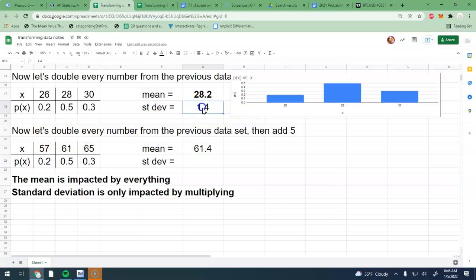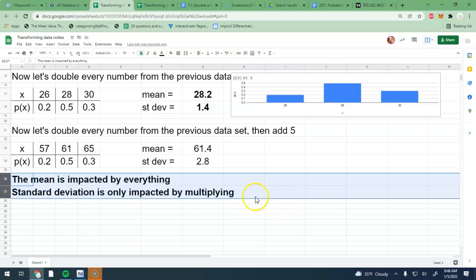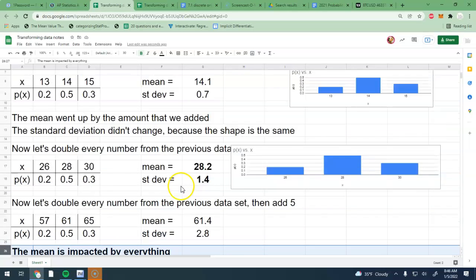And then for the standard deviation, it used to be 1.4. I doubled every number, so I better double the standard deviation also, so now it's 2.8. And then I add 5, but does that change the standard deviation? It does not, so that is 2.8. I didn't put it in to confirm, but I'm assuming that's right. Did I check it? Okay. So this is the main idea. The mean is impacted by everything. Standard deviation is only impacted by multiplying.